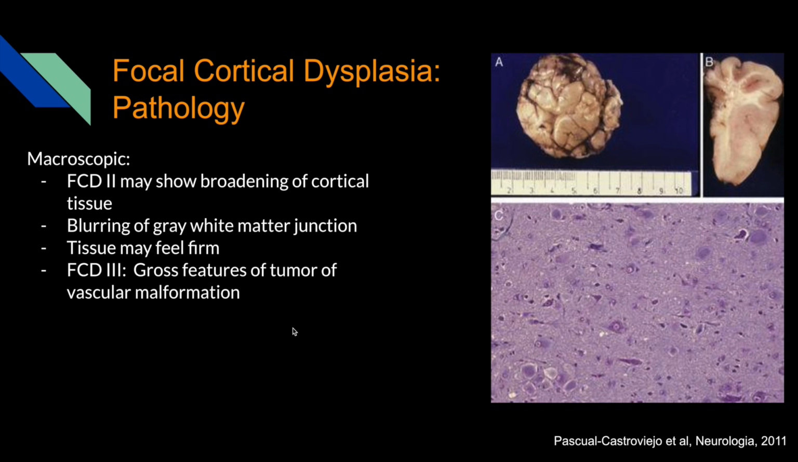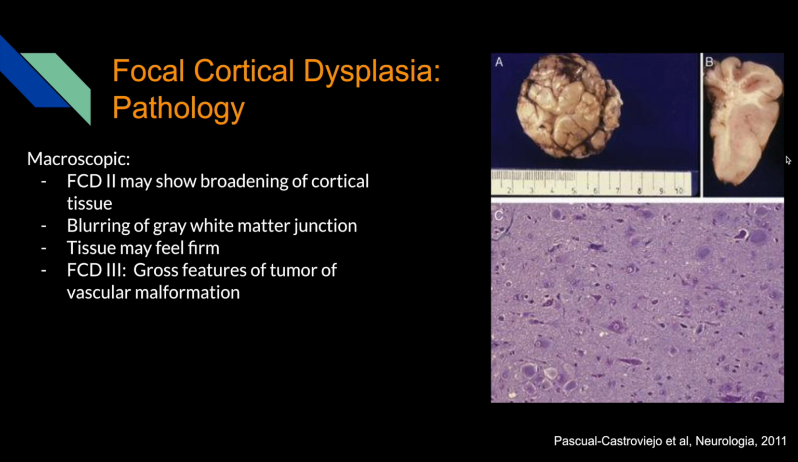So macroscopically, you get these specimens. You have these very abnormal broadened cortical tissue that look quite abnormal. And then when you section it, you may see this sharp expansion of the cortical region. In some areas, it may be hard to define borders between the white matter and the gray matter. It feels firm, and again, these have different types.